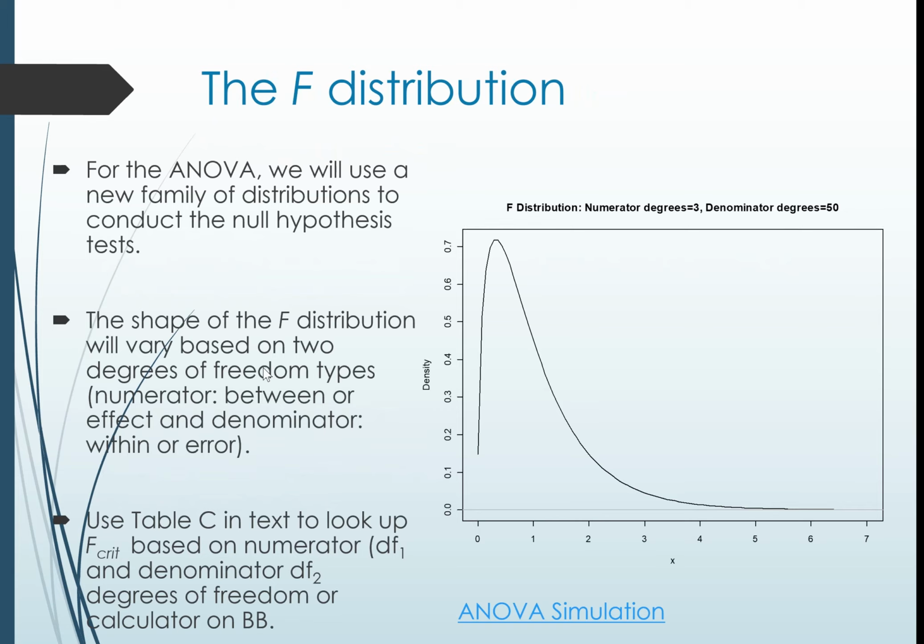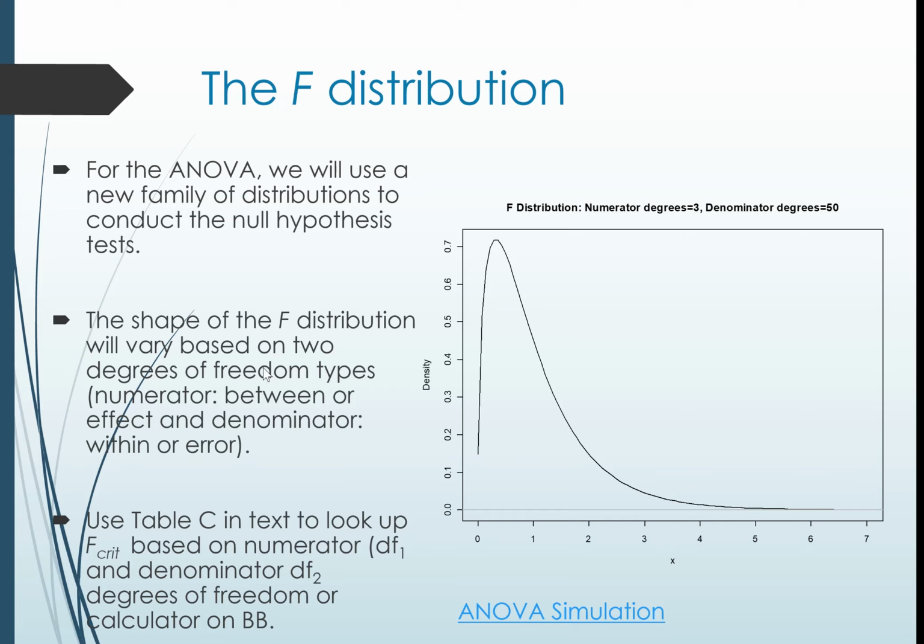So the test statistic that we're going to use is no longer the t-distribution, it's the F-distribution. The F-distribution is a family of distributions based on two types of degrees of freedom. We can call them degrees of freedom effect or degrees of freedom error. Some books might call them degrees of freedom between and degrees of freedom within. But in any case, the shape of the distribution depends on the degrees of freedom.